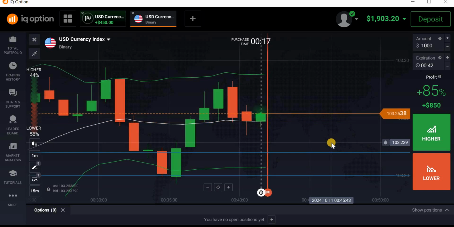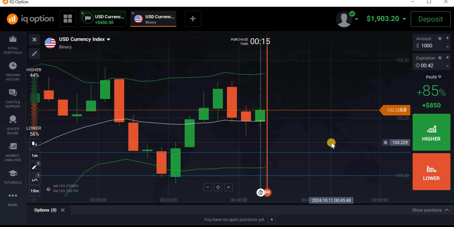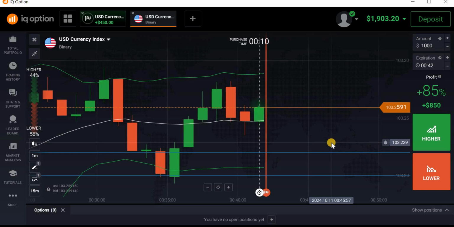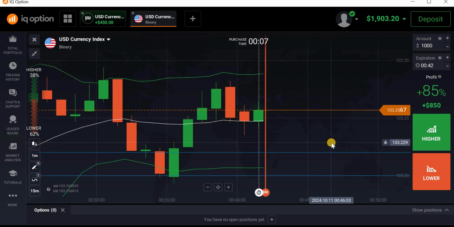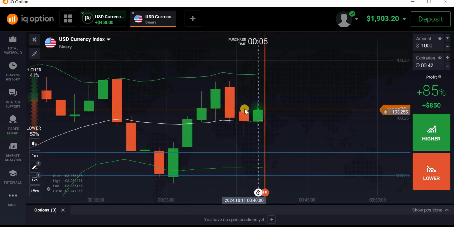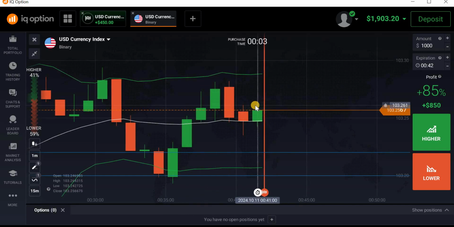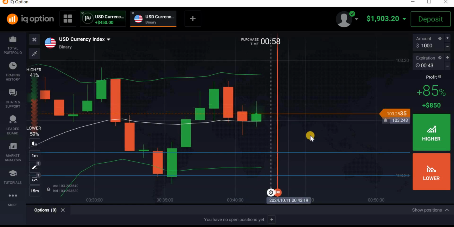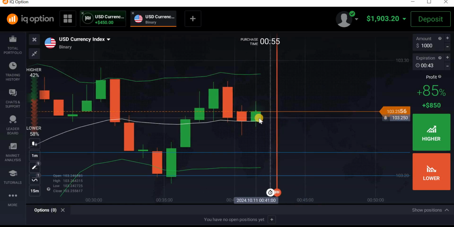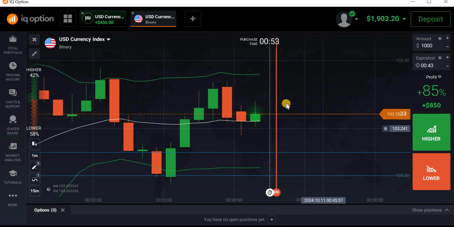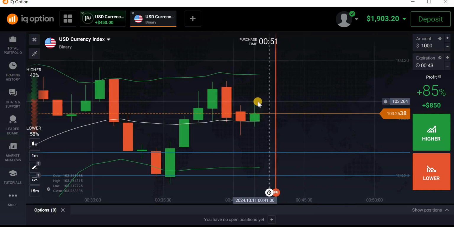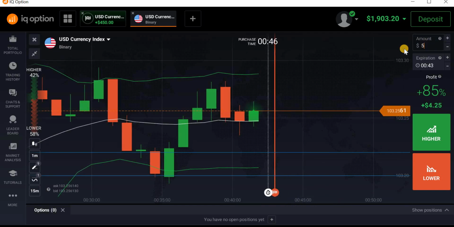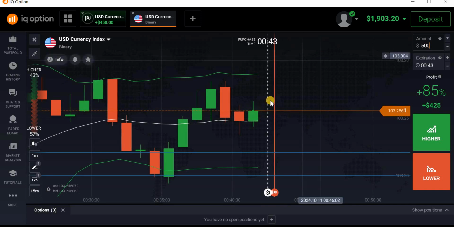Let me see what we have. Okay, the market is going up now, and here we have sellers. As you can see, sellers are already reacting with it. So when this candlestick closes, depending on how it closes, we are going to do a put trade from here. So let's wait and see. We'll be going now with 500 to be on the safe side.